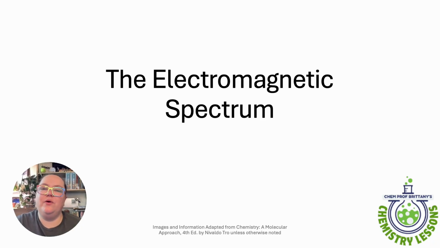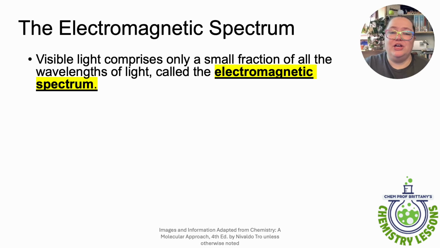In this video, we are going to talk about the electromagnetic spectrum. So, light energy is specifically electromagnetic waves, and visible light that we see is only a really tiny fraction of all of the wavelengths of light. And all of these wavelengths of light together, we call the electromagnetic spectrum.